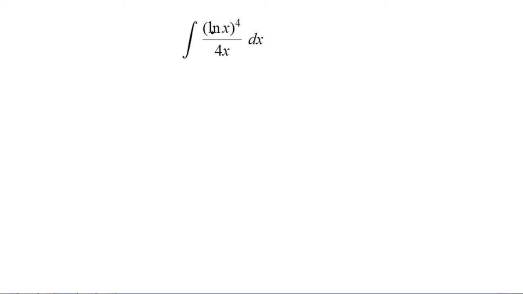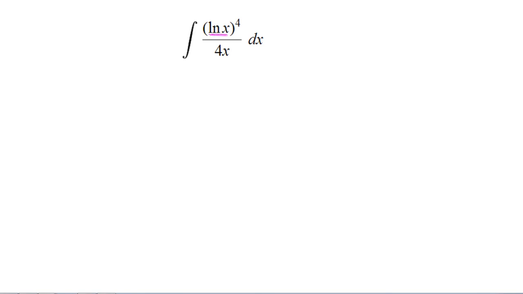We have a quotient, a fraction of two functions. There is no quotient rule, so we need to get rid of this quotient, and we have natural log of x raised to the 4th. So we need to make a substitution here. The inside function is natural log of x. Let's say that's our u.